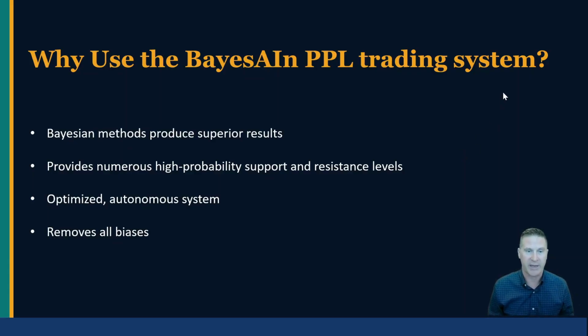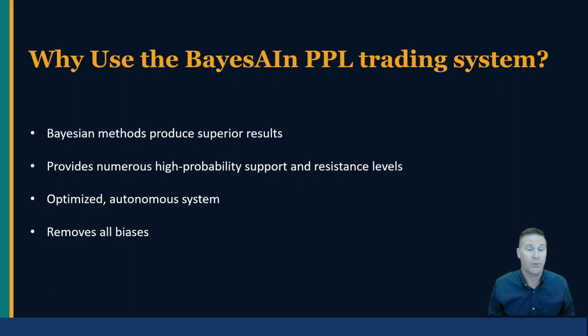So after that quick background, you might ask, well, why should I be using the Bayesian PPL trading system? By the way, if you've noticed, I've misspelled Bayesian by design. You can see the AI in there. Just want to make sure that you notice that little play on the word. Now, first off, Bayesian methods produce superior results. That's seen in the literature. They provide numerous high probability support and resistance levels, as I just showed you with the visual representation of the Bayesian tool.